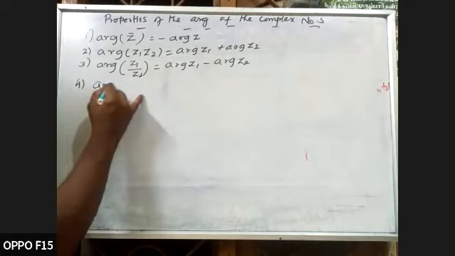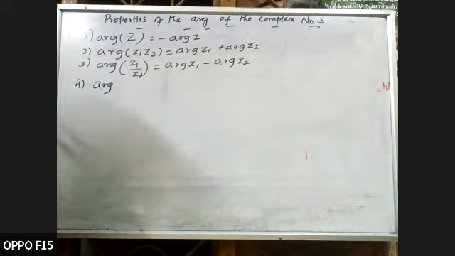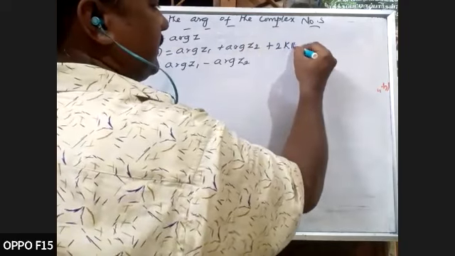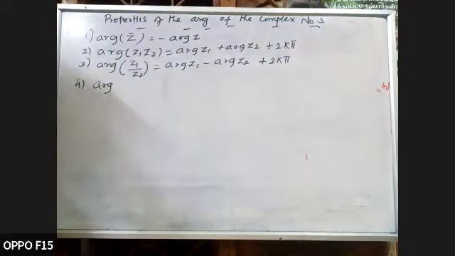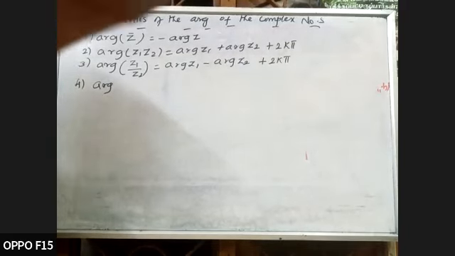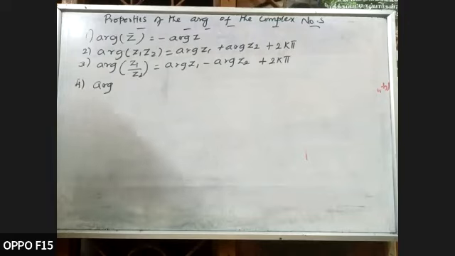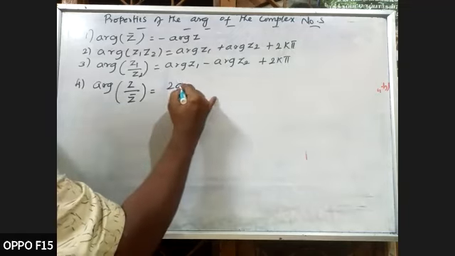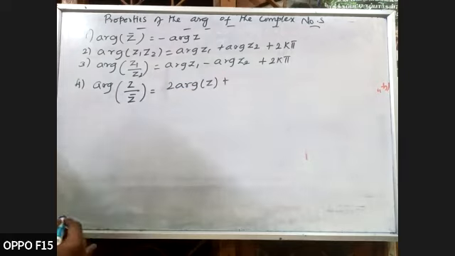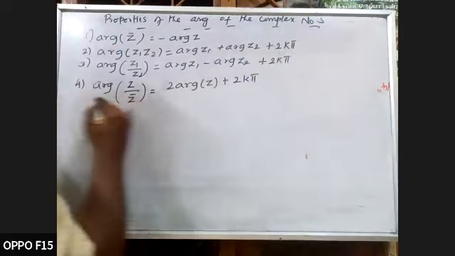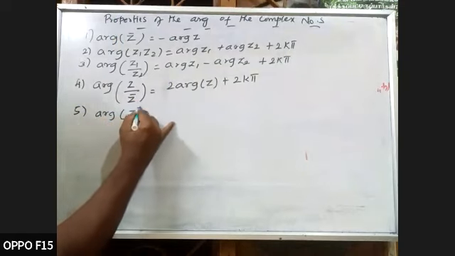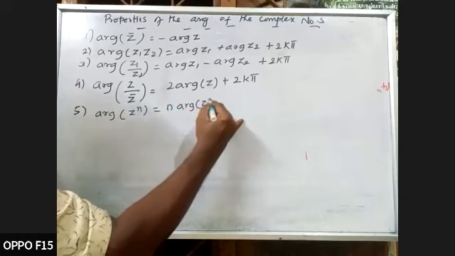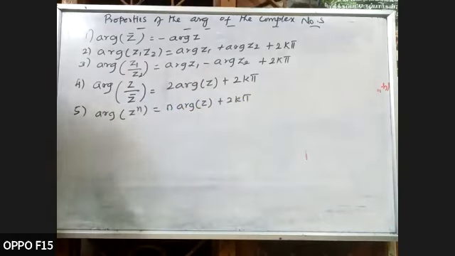Then the fourth one, argument of z. Here what you should do is add 2k pi. I am adding it because I will tell you when we do problems later. Even if you simply leave it out it is fine, otherwise just add 2k pi to the argument. Next, argument of z divided by z conjugate equals 2 times argument of z plus 2k pi. Similarly, argument of z power n, you can write as n into argument of z plus 2k pi. k is an integer, 0, 1, 2, 3, any value can be there.